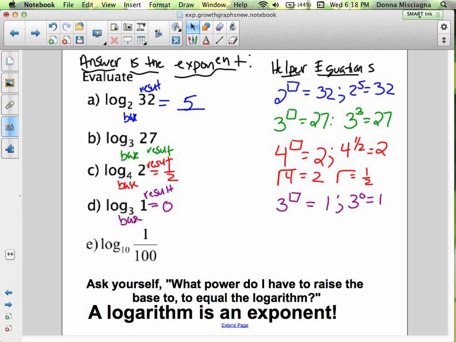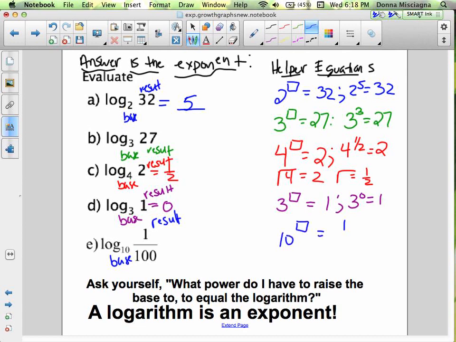Big old fat 0. All right, and then finally we have log base 10 of 1 over 100. And so now what would I have to raise 10, that's our base, to get 1 over 100? Our helper equation: 10 to what power is 1 over 100? Well, notice we have a reciprocal. It's flipped, so there's got to be a negative exponent. 10 to the negative 1 is 1/10.